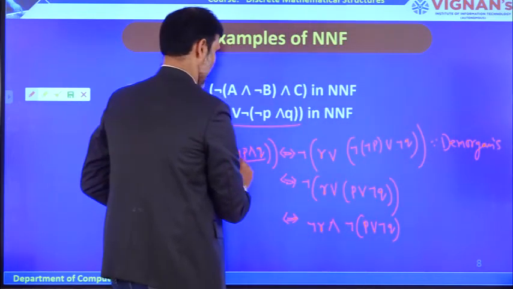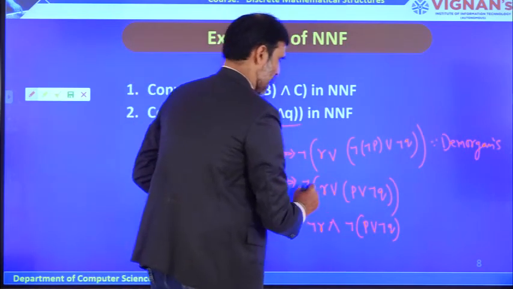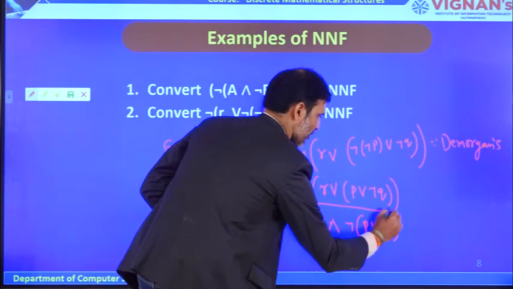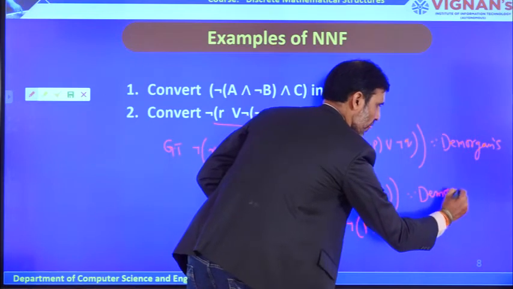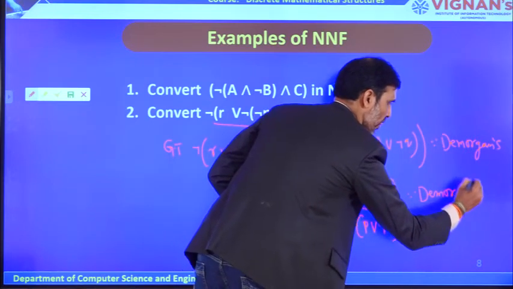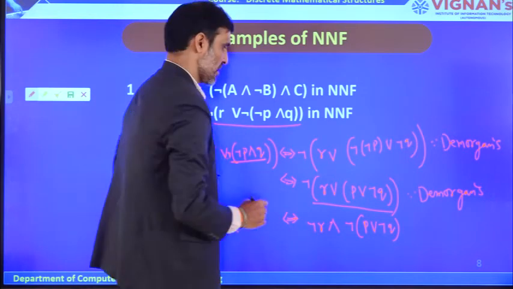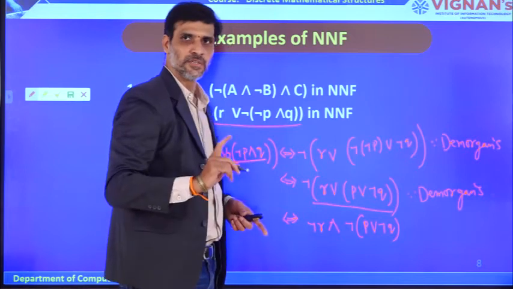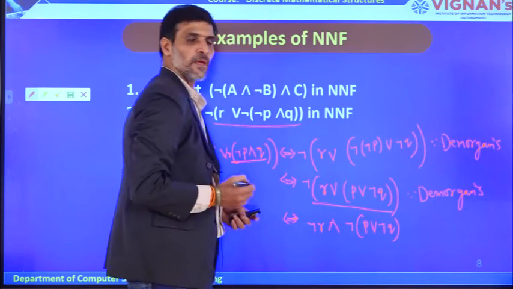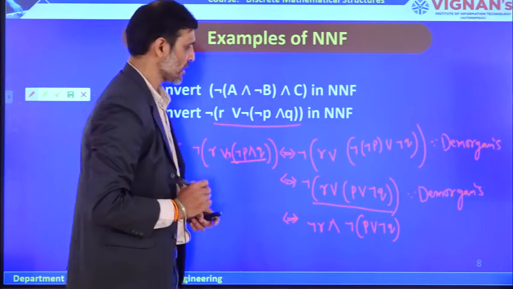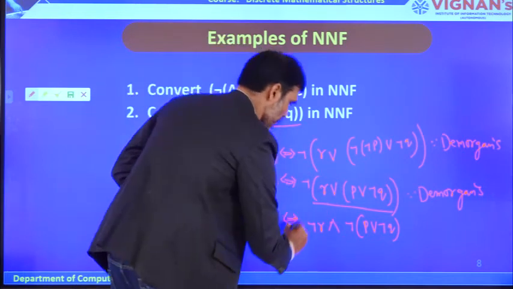Here I am applying De Morgan's law. First I applied De Morgan's law, and then again I applied it to this entire formula. By using De Morgan's law we got the form like this. Is it still in NNF or not? No, it is not in NNF. Why? Because the negation appears in front of the compound proposition. Still we need to push this negation inside the given compound proposition.